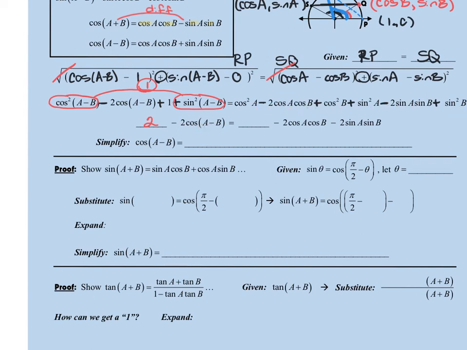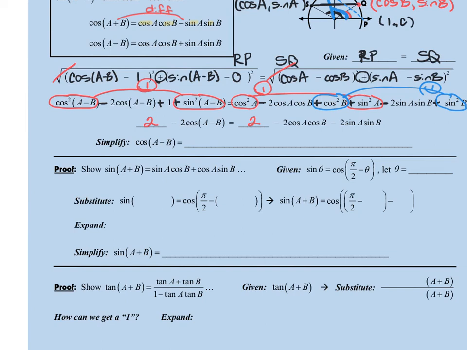Now on the other side of the equation, I'm going to grab the cosine squared A, and then I'm going to have a sine squared A. Those together are going to give me a 1. Then I'm also going to have a cosine squared B and a sine squared B, and those together are going to give me a 1. So that's going to give me a nice 2 right here. Then I'm still going to have my minus 2 cosine A cosine B and my minus 2 sine A sine B right here.